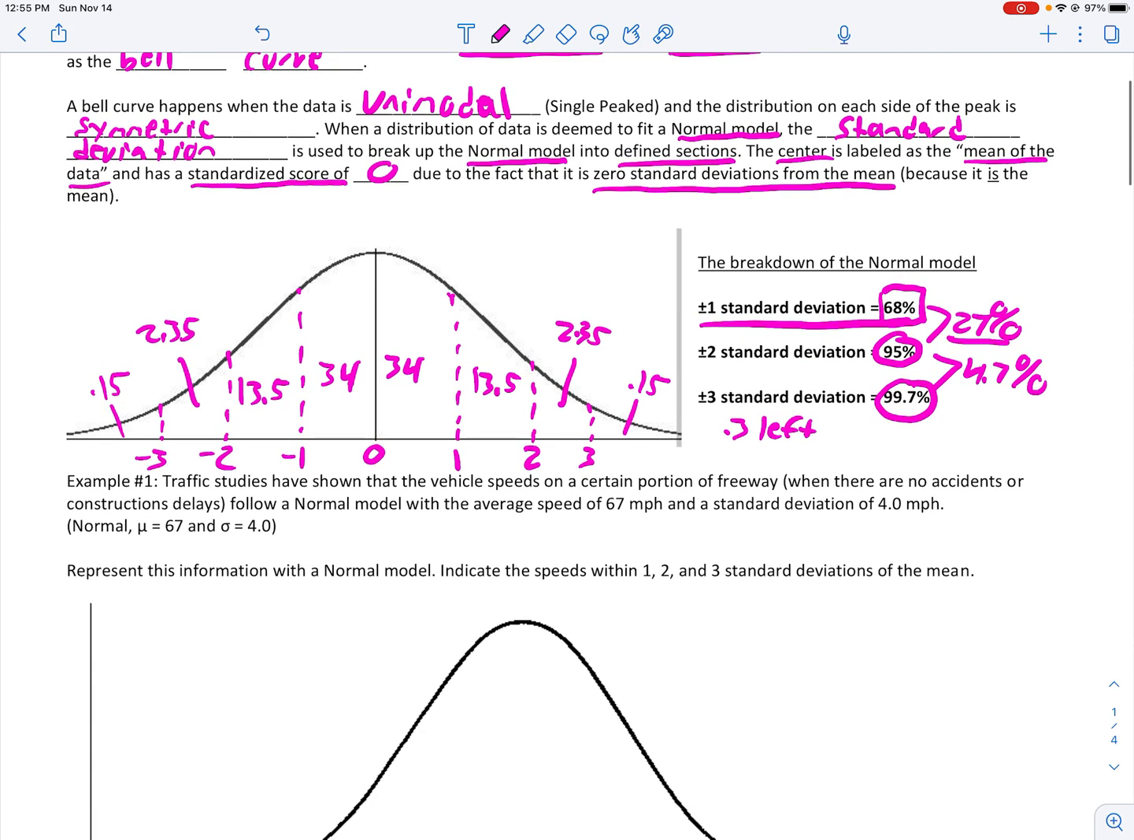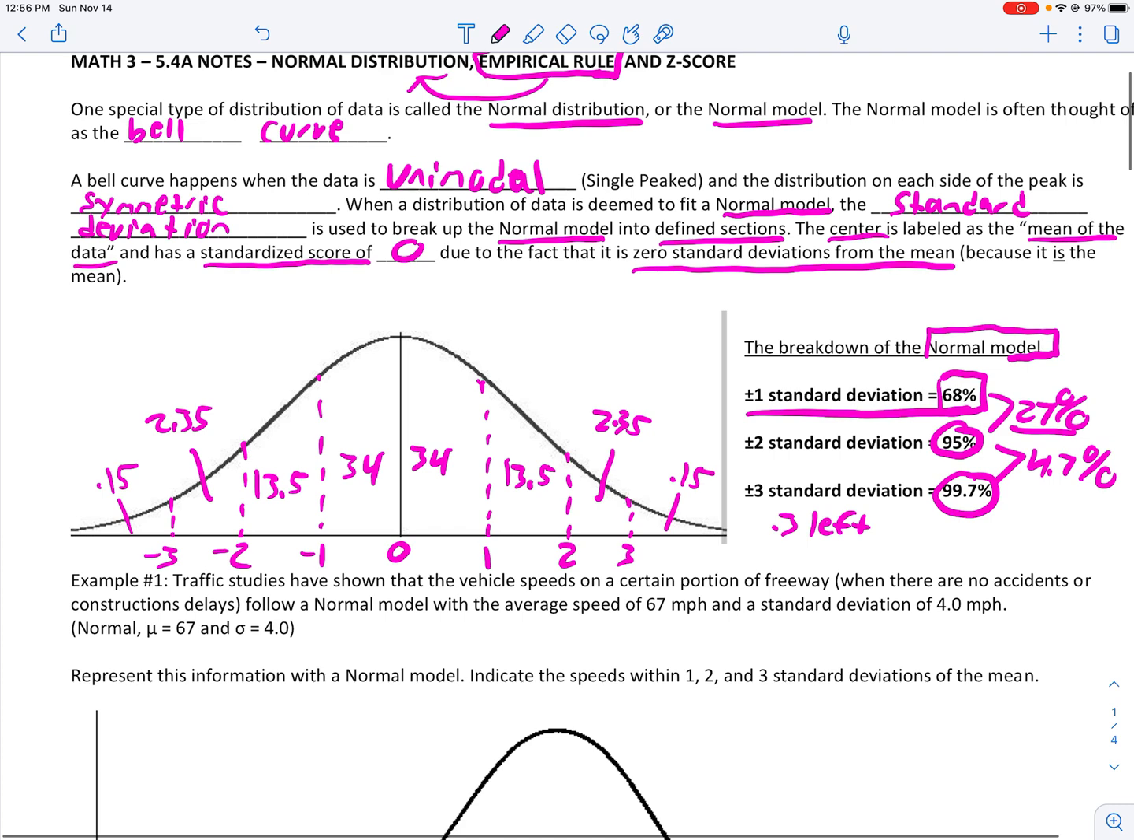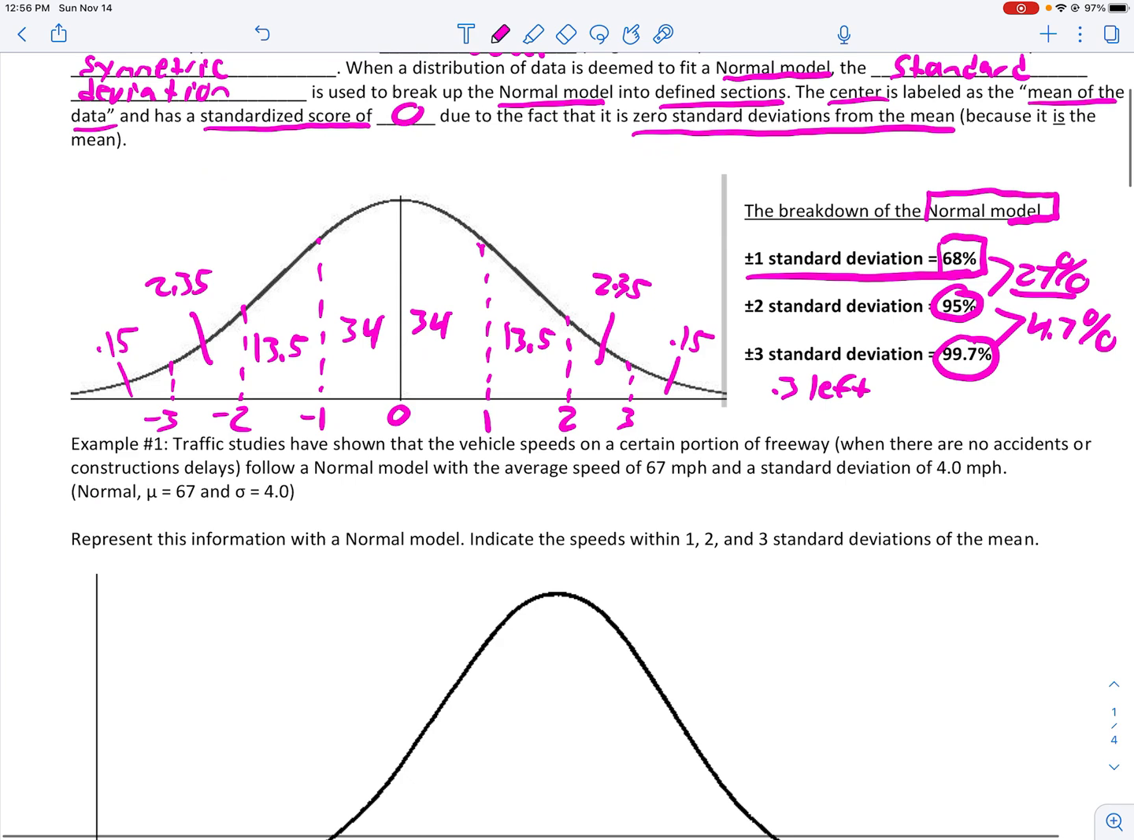So what's nice about this normal distribution is these are going to be the breakdowns every time. So this is something you're going to want to memorize. Anytime you hear normal model or the empirical rule, right away you should be thinking of this bell curve that's on your screen right now. That's probably what you're going to use to help you solve the problem. So we're going to apply this bell curve to our next example.